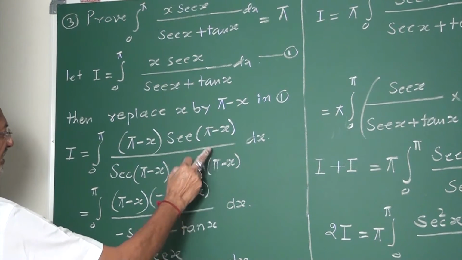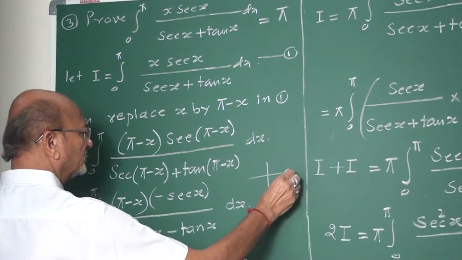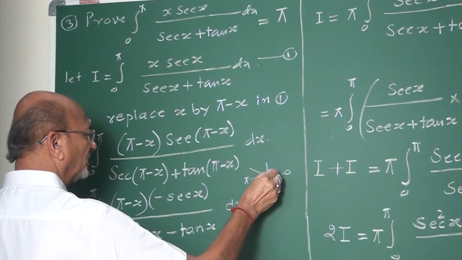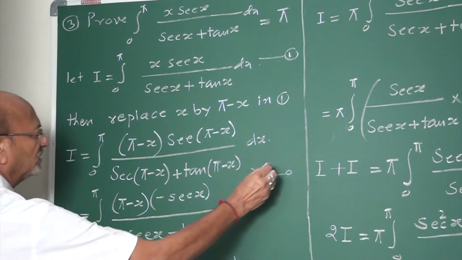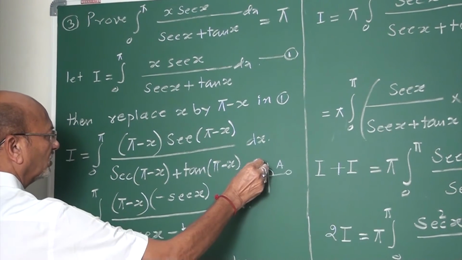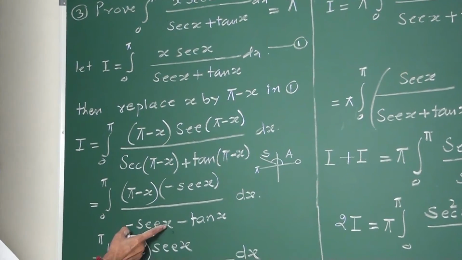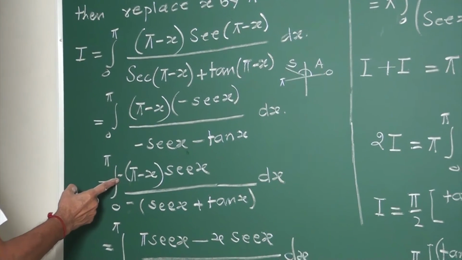But the angle is in the second quadrant, my friends. This is 0, this is pi. Pi minus means the angle is in the second quadrant. Second quadrant means this is all silver teacups: sin is positive, cos is negative, tan is negative. Minus is common here, this minus I have written here.